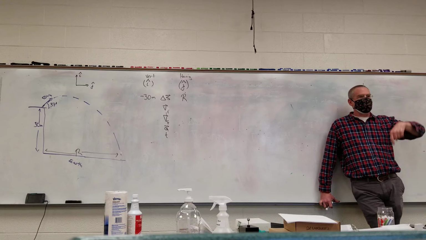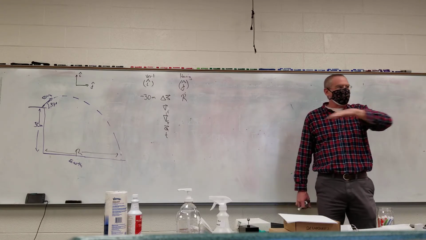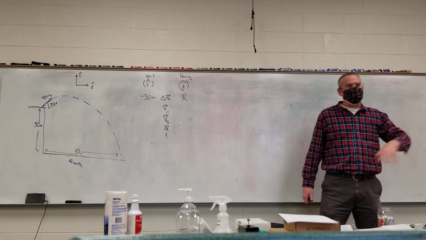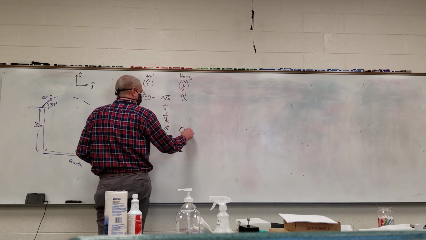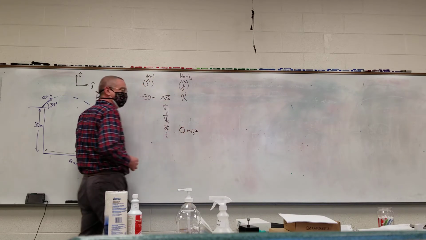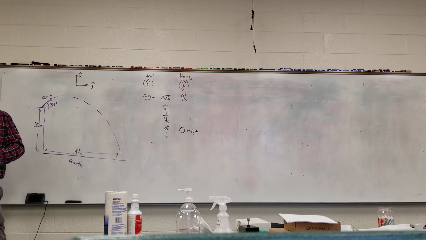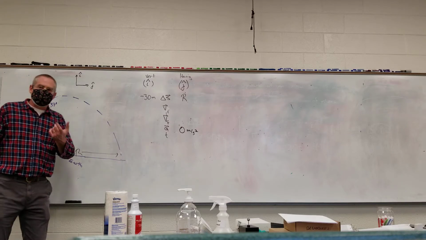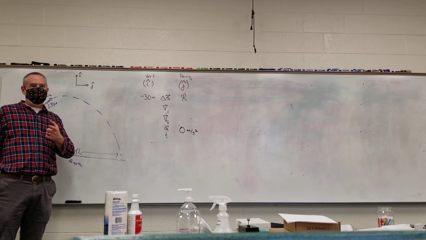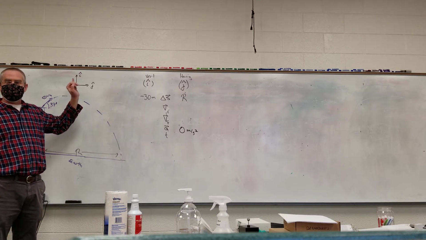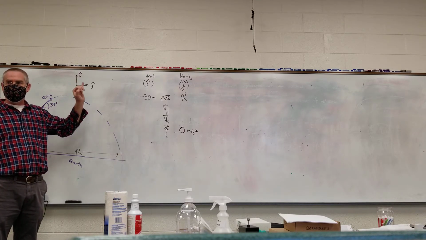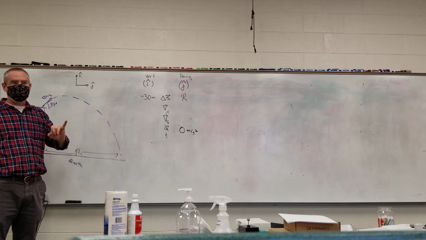Yeah, down. It's all vertical. There is no horizontal acceleration at all. So horizontally, my acceleration is 0 meters per second squared. And this is why you don't want to put i hat and j hat at a strange angle here. It is most convenient to make i hat either parallel or anti-parallel to the acceleration.